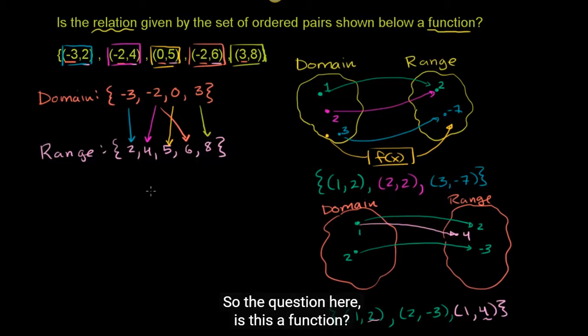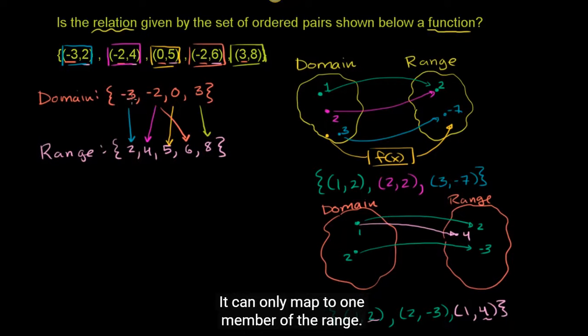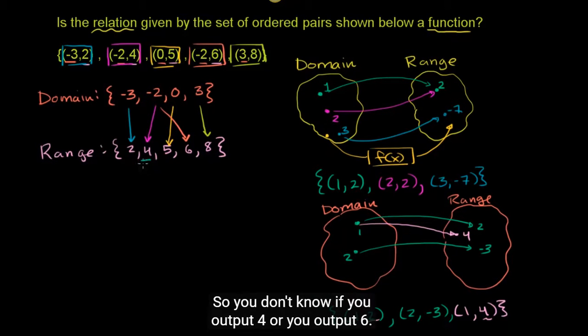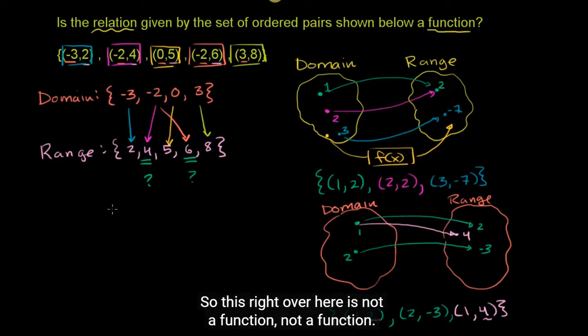So the question here, is this a function? For it to be a function, for any member of the domain, you have to know what it's going to map to. It can only map to one member of the range. So if you put negative 3 as the input into the function, you know it's going to output 2. If you put negative 2 into the input of the function, all of a sudden you get confused. Do I output 4 or do I output 6? Because there's this confusion, this is not a function. You have a member of the domain that maps to multiple members of the range. So this right over here is not a function.